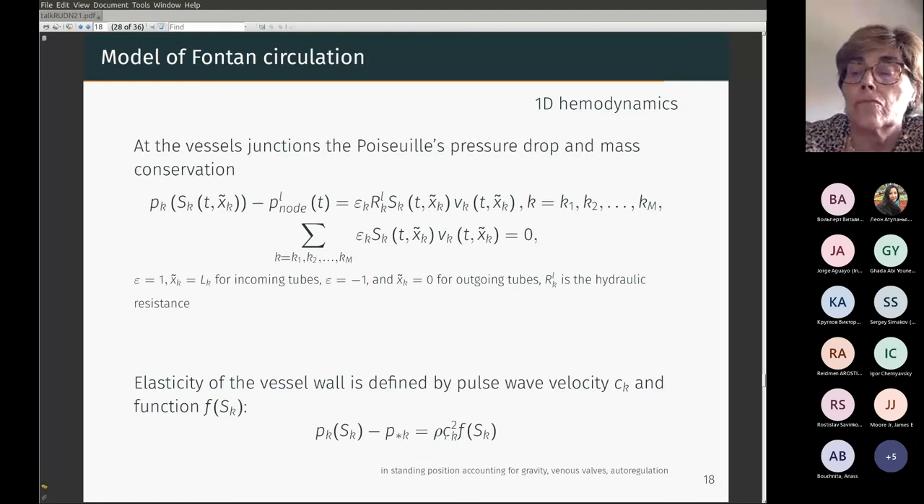Also, we have to impose a positive pressure drop condition at the bifurcation nodes, and we have to take into account elasticity of the vessel wall by the so-called tube equation, which connects transmural pressure to the cross-sectional area with the pulse wave velocity coefficient and function F, a known analytical dependence of Sk. This model can account for gravity, venous valves, and autoregulation for a patient in standing position. For a patient in laying, horizontal position, gravity, valves, and autoregulation may be ignored.